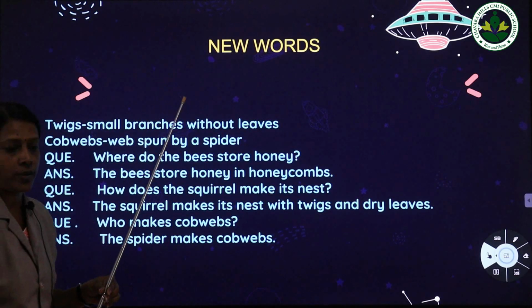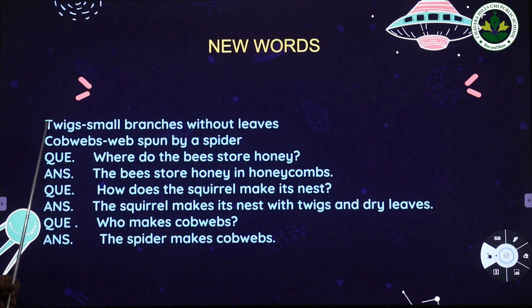Now we have some new words. Listen, which are the new words? Twigs. Spelling T-W-I-G-S. What is the meaning of the word twig? Twigs means small branches without leaves. Next, cobwebs. Web spun by a spider. Cobwebs, spelling C-O-B-W-E-B-S. Web spun by a spider.